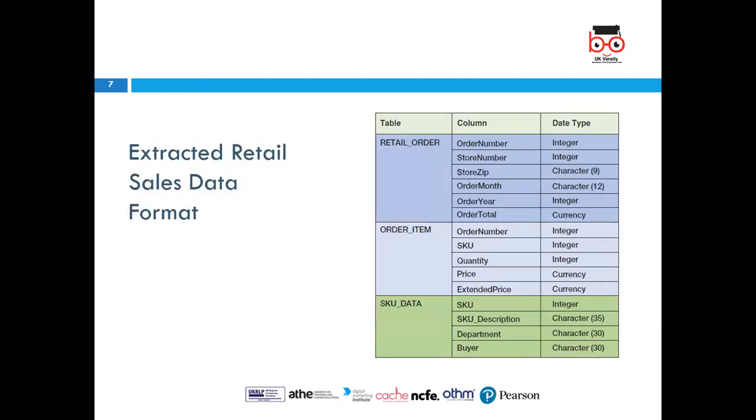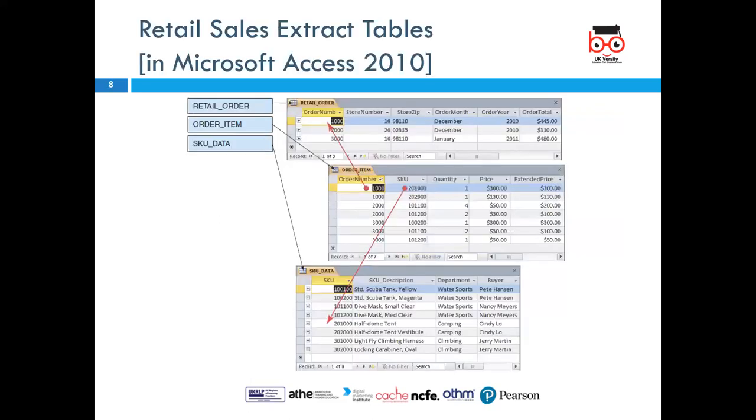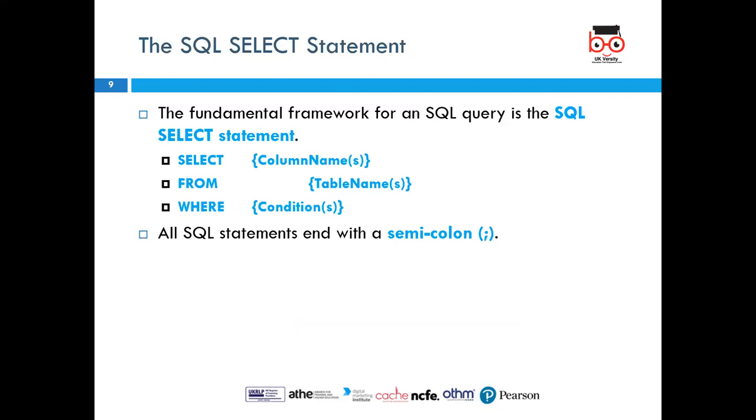So when it comes to the extracted retail sales data format, this is how our table looks. We now have entities, and at the top we have our attributes and data types. So this is an example of how this will be done.